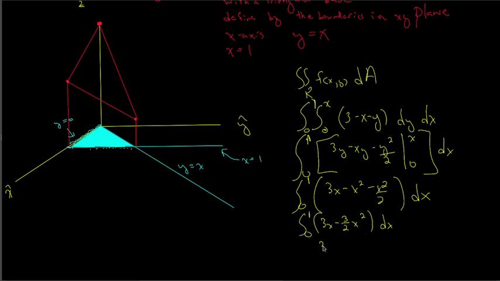And so 3/2 x squared minus x cubed over 2, evaluated from 0 to 1. And so the zeros won't matter, so I'm going to get 3/2 minus 1/2, or 1. And so the volume of our prism is 1.